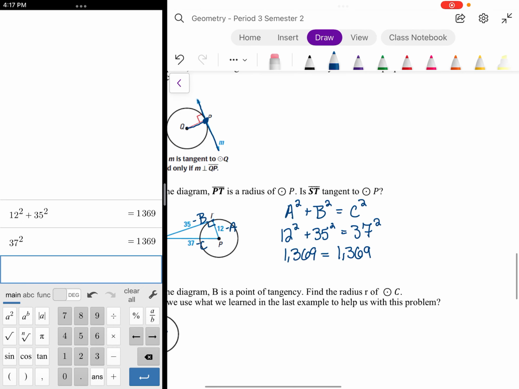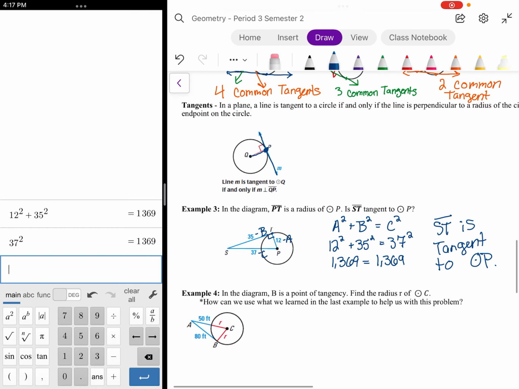So our answer is ST is tangent to circle P. And that's our answer. If they were not equal, then it would not be tangent. So it has to form that right triangle or that right angle if it's going to be tangent.